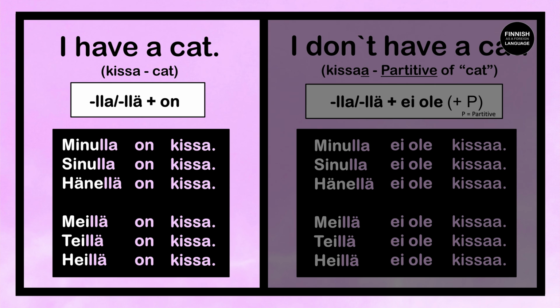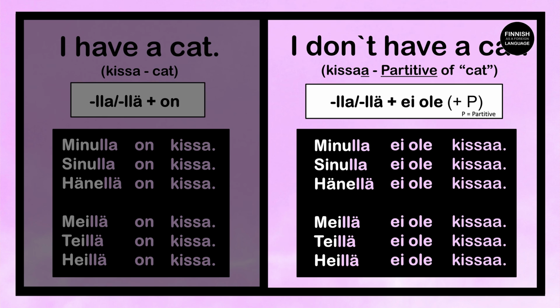I have a cat. Cat in Finnish is kissa. So I have a cat is minulla on kissa. You have a cat is sinulla on kissa. He or she has a cat is hänellä on kissa. We have a cat is meillä on kissa. You have a cat is teillä on kissa. And they have a cat is heillä on kissa.